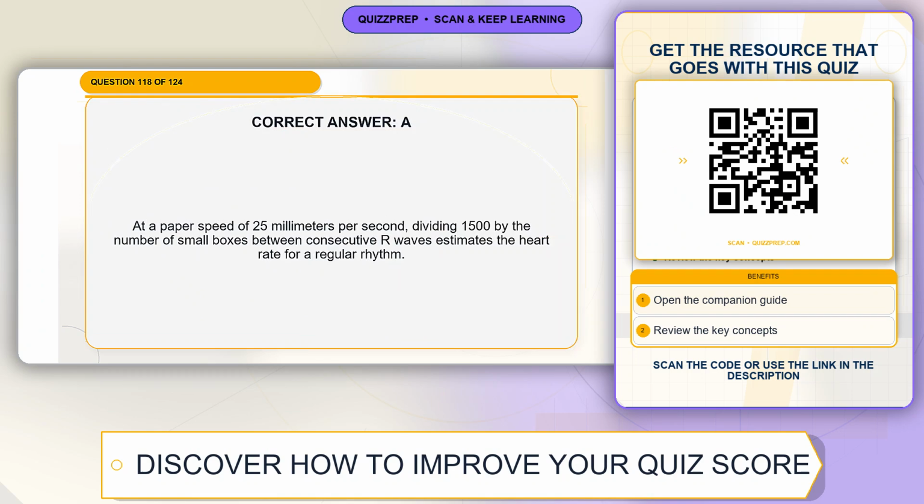Explanation. At a paper speed of 25 mm per second, dividing 1,500 by the number of small boxes between consecutive R waves estimates the heart rate for a regular rhythm.